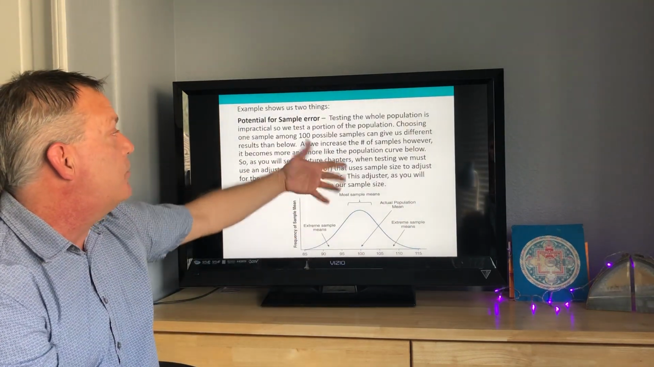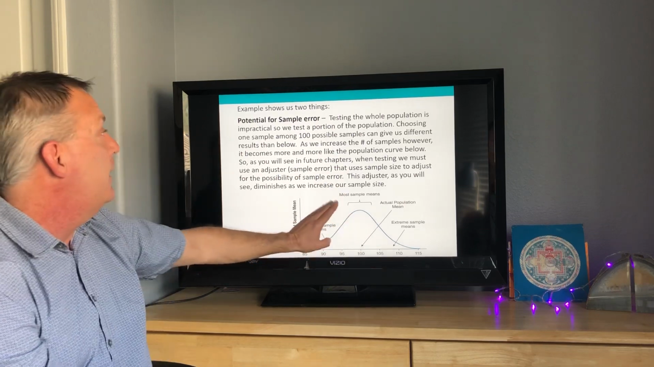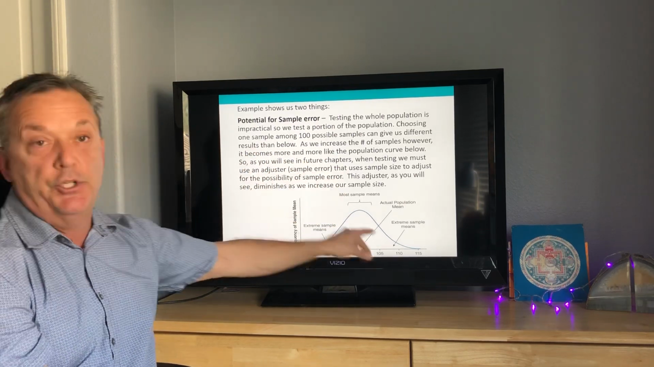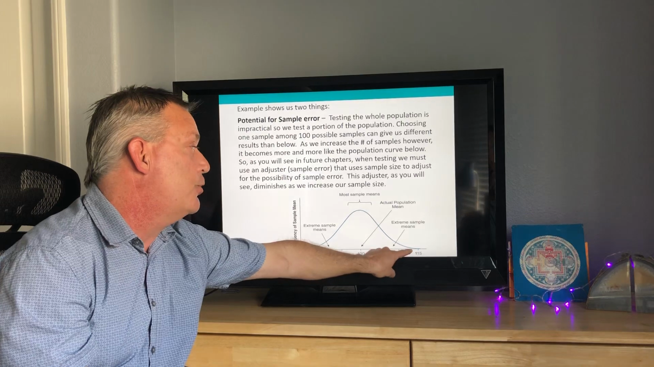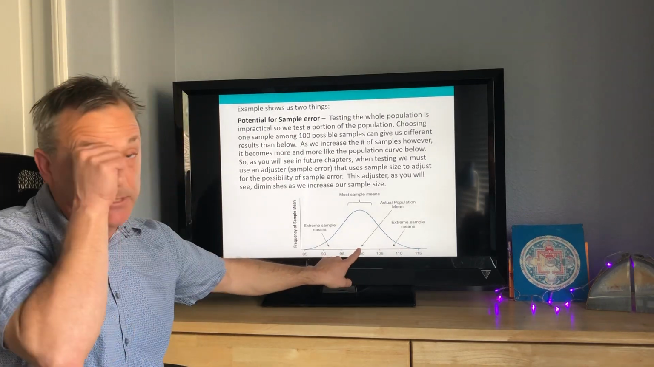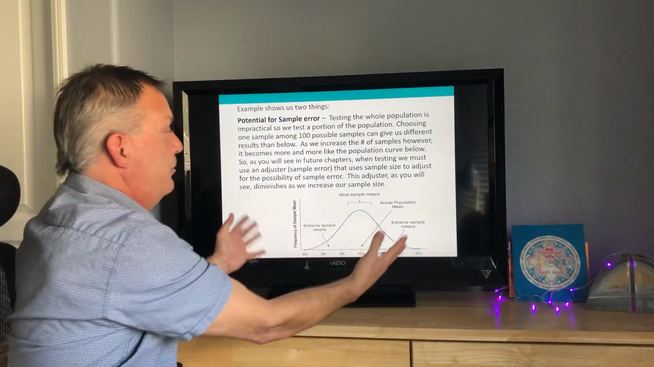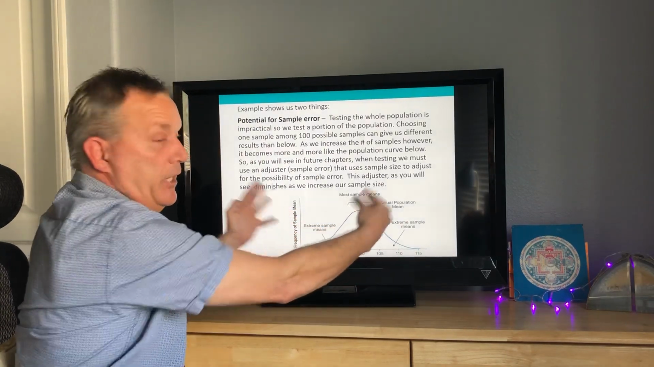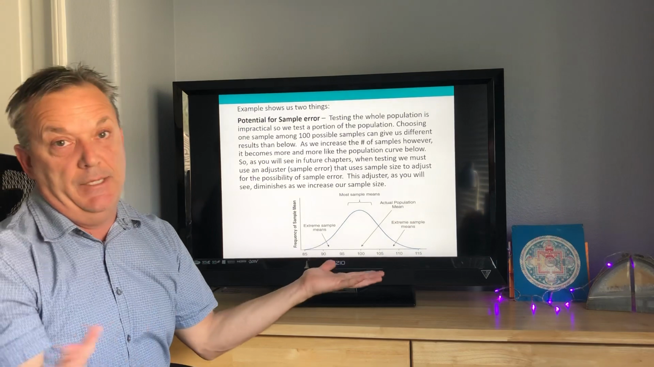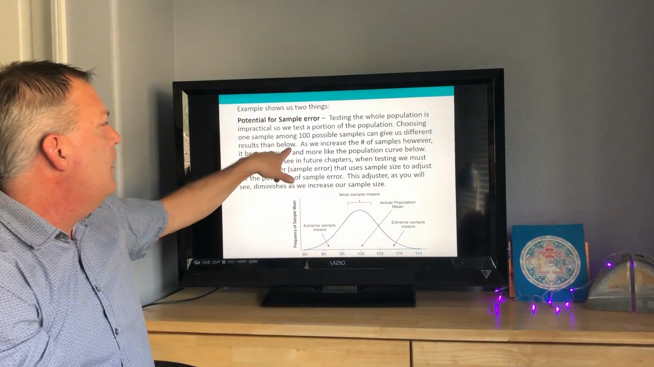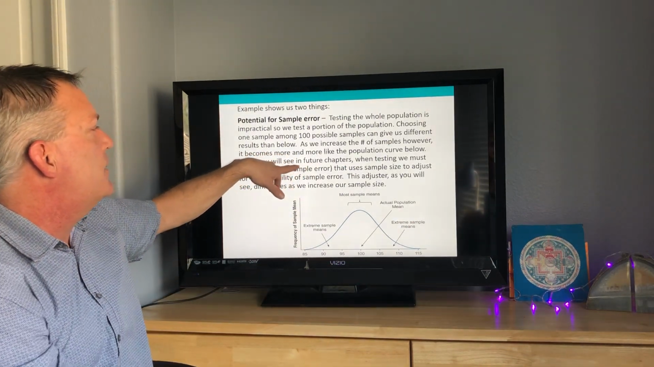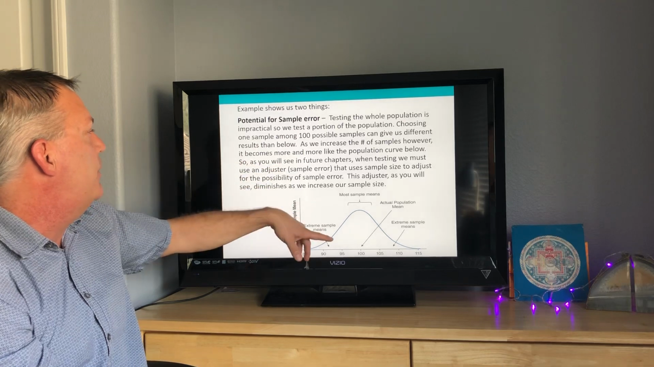So as you can see, as we increase the number of samples, it becomes more and more like the population curve below, right? If you just chose one, it more than likely will be here, but as you choose more and more, you're going to see this distribution, and as you get up to 100, it's going to look exactly like the 100, right? So as you see, as we increase the number of samples, it becomes more like the population curve below.